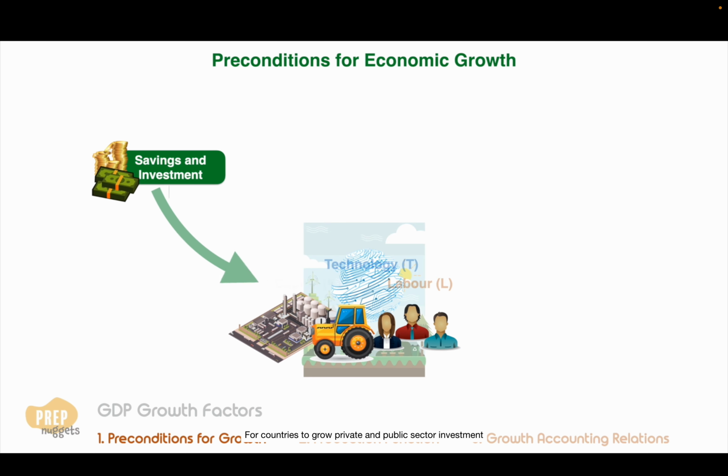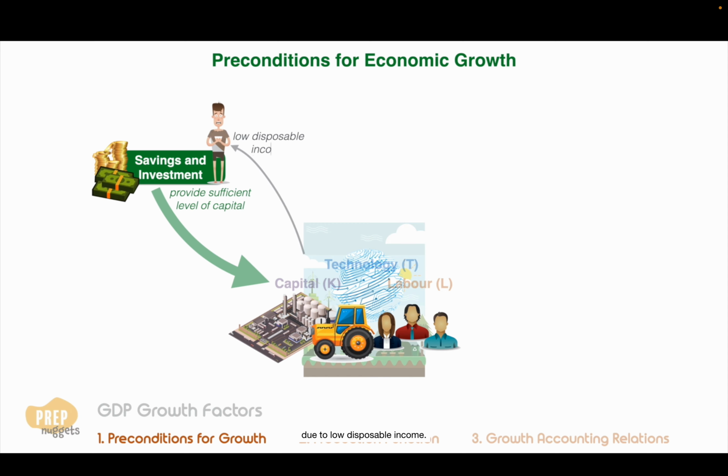The first precondition is an adequate level of savings and investment. For countries to grow, private and public sector investment must provide a sufficient level of capital. However, it can be difficult for some developing nations to accumulate sufficient domestic savings to invest in physical capital due to low disposable income. In such a case, the country has to attract foreign investment to help kickstart GDP growth so that its domestic savings can grow.